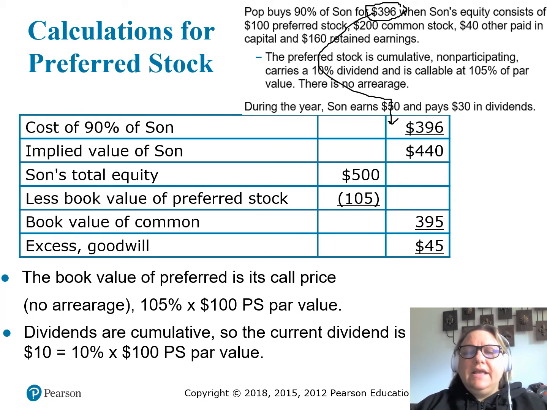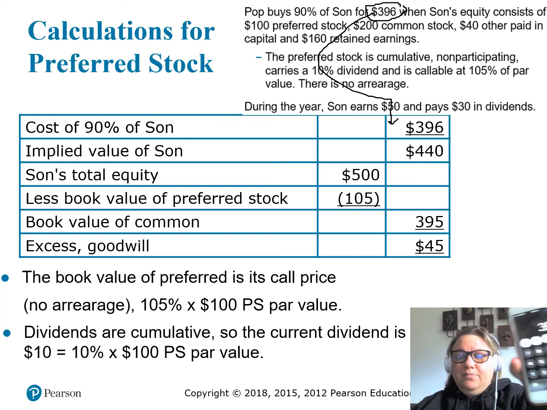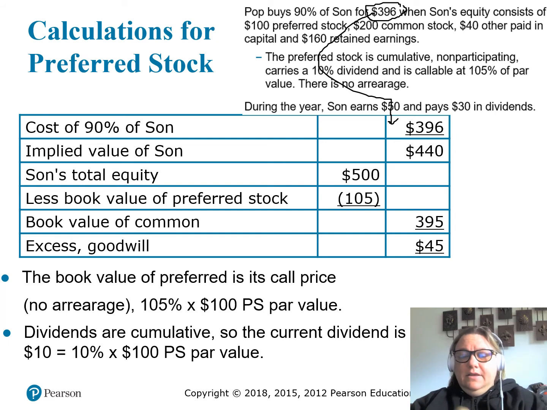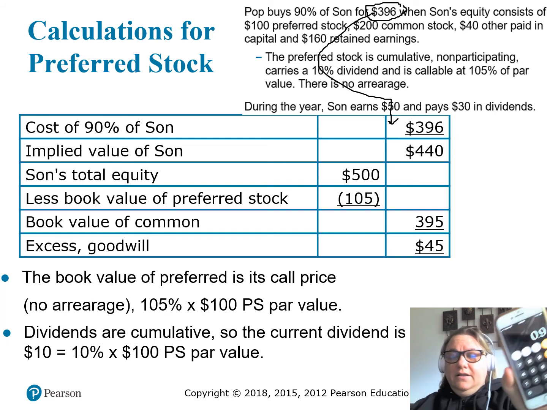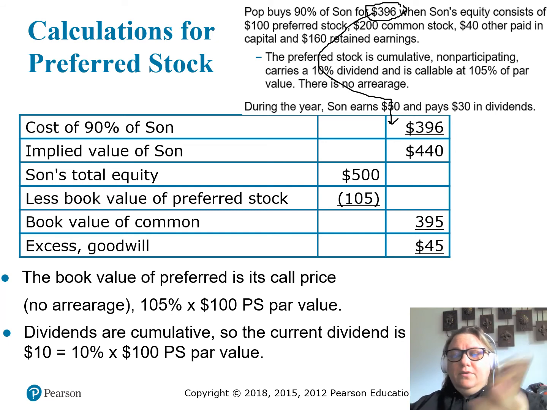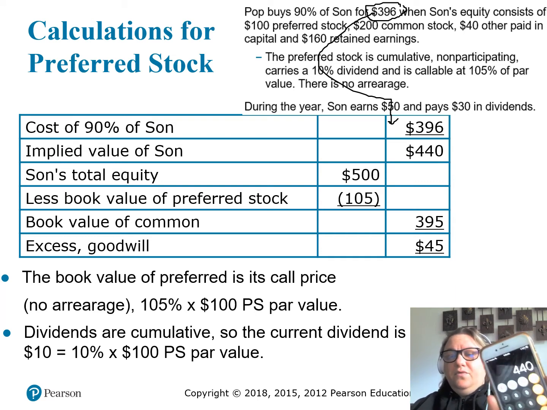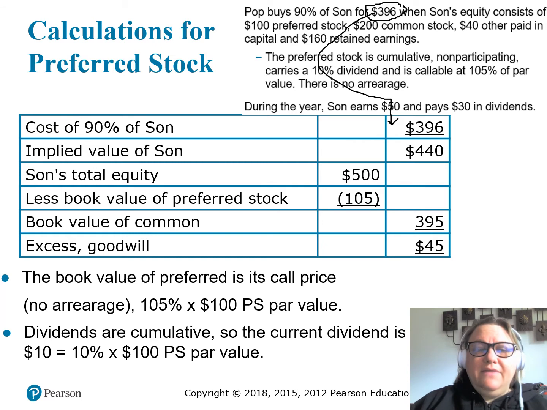Okay. The next thing is the implied value. So many times we've done implied value. I would be absolutely crushed. I'll put it up again. 396 divided by 0.9. Boom. Oops. 396 divided by 0.9. Boom. 440. Okay. Implied value. Super easy.